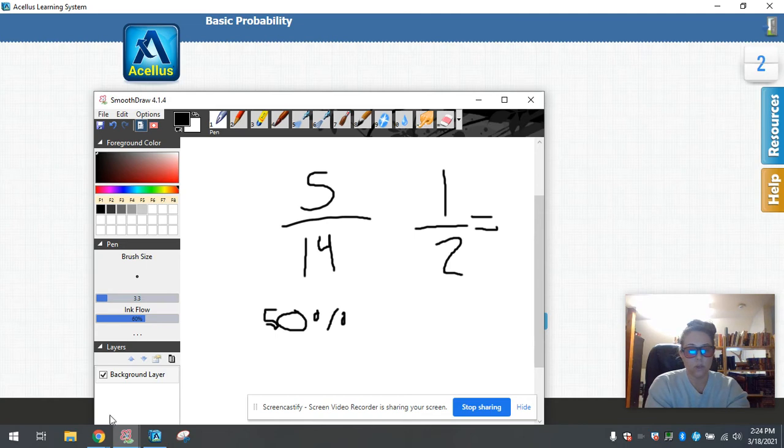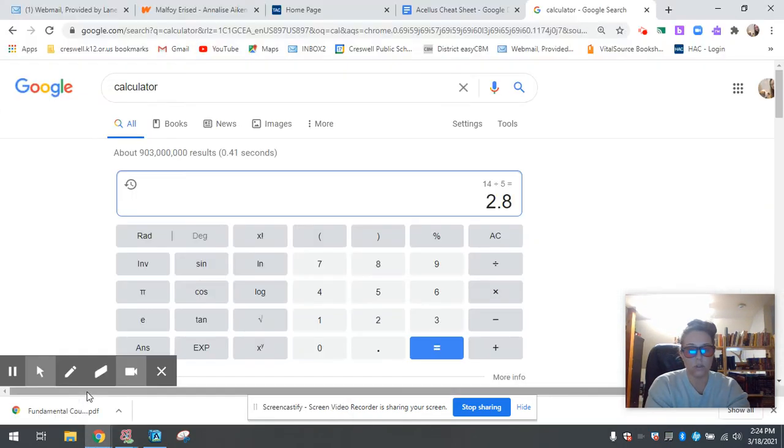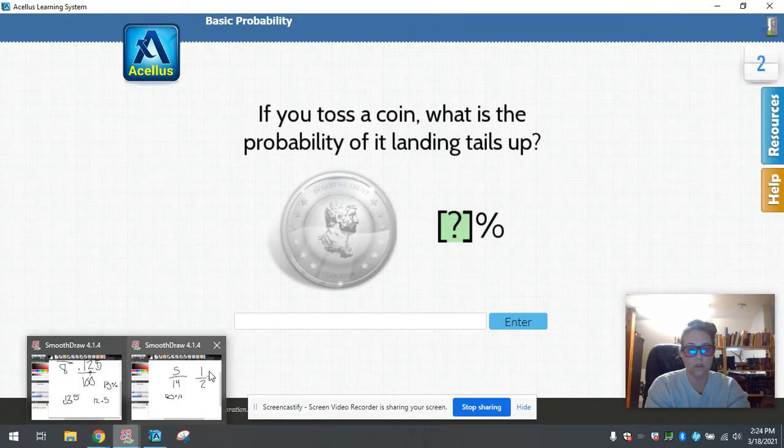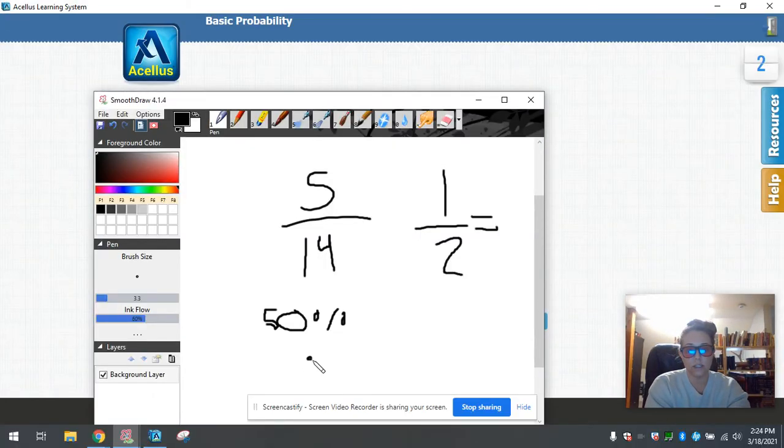Or if you want, you can put it in your calculator like I've shown you how to do before. You'd go 1 divided by 2, you would get 0.5. But to change a decimal to a percentage, we move the decimal to the right twice. Now the decimal is here. We fill in that blank with the 0, and it would be 50%. 50% chance.